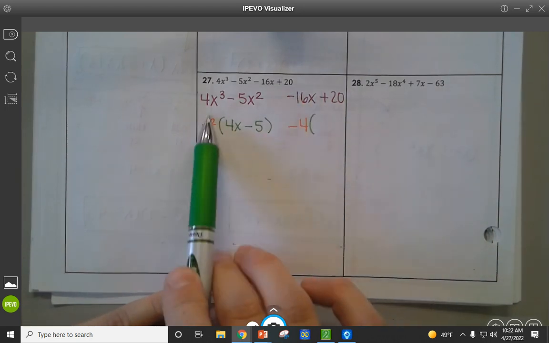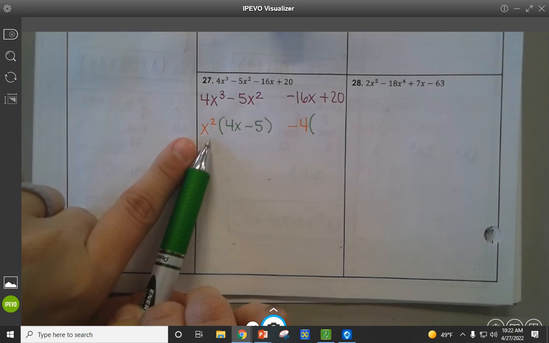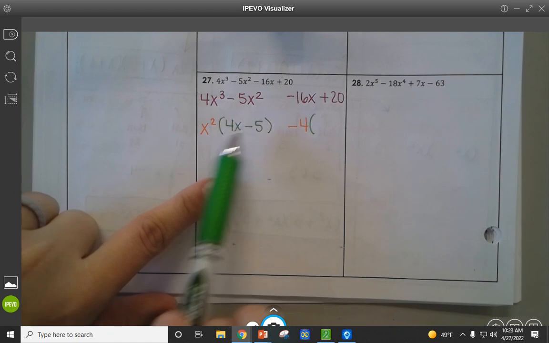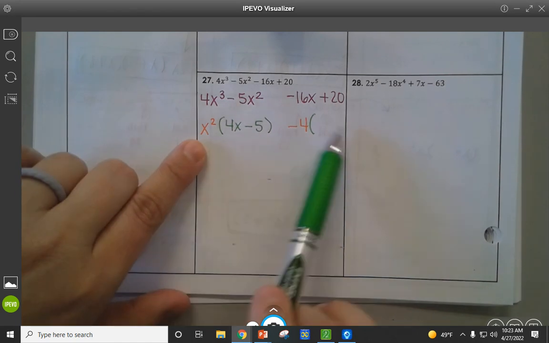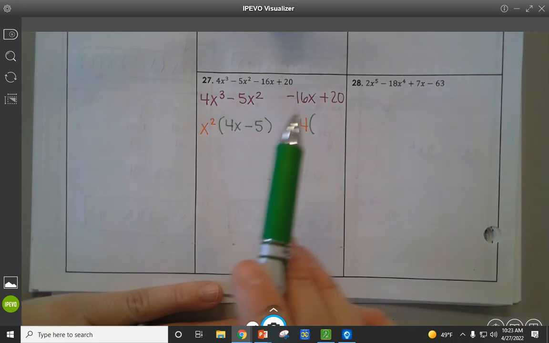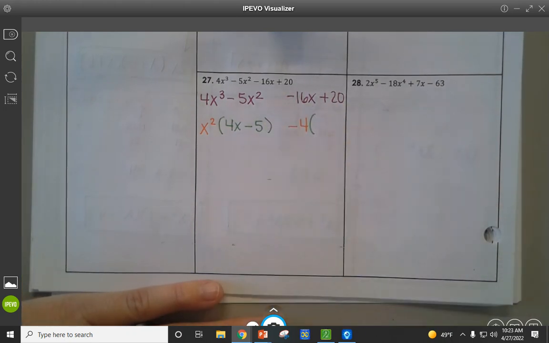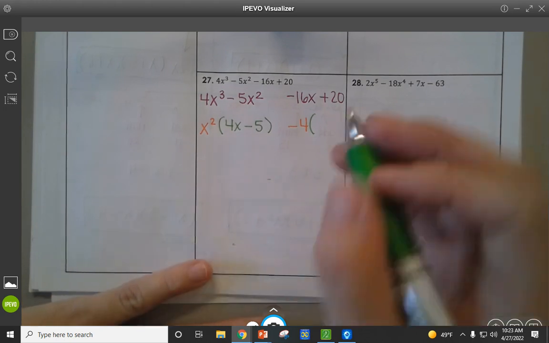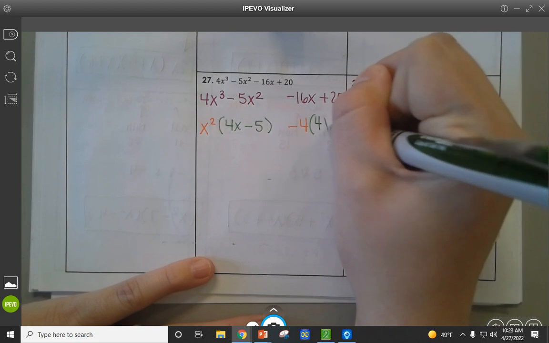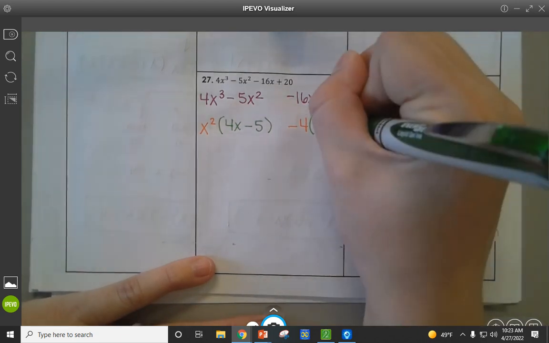We know it should be 4x minus 5, but what if you messed up here? What if you forgot a GCF on this side? Like what if there was supposed to be a 2 in front of the x squared and you missed that? Then your parentheses wouldn't have matched. So don't just skip. What is negative 16x divided by negative 4? 4x. And then 20 divided by negative 4? Negative 5.